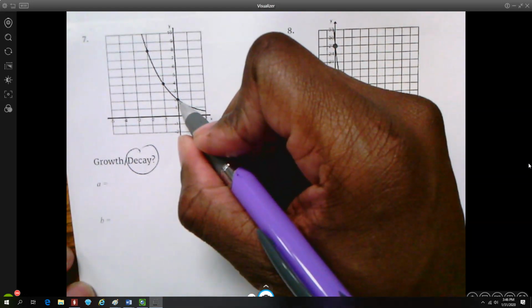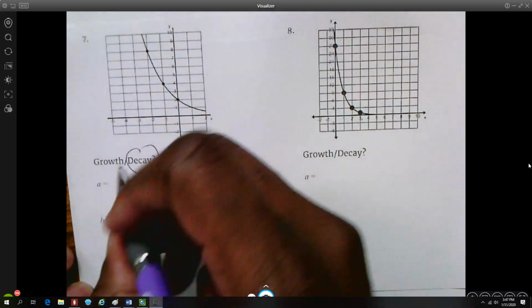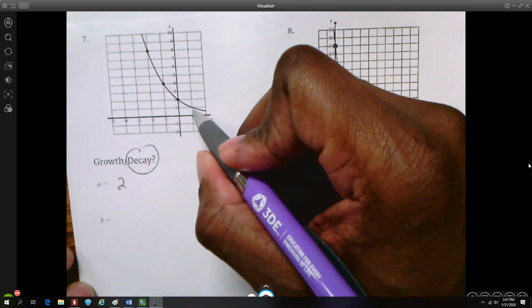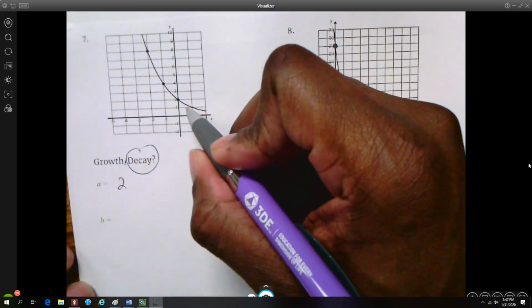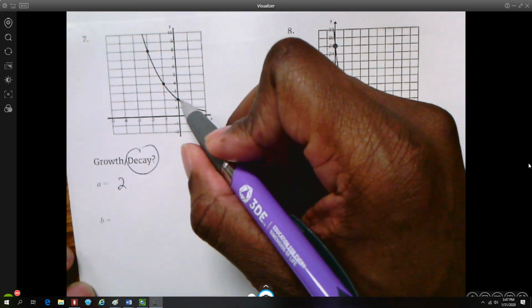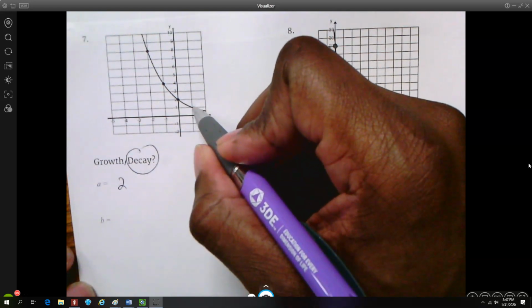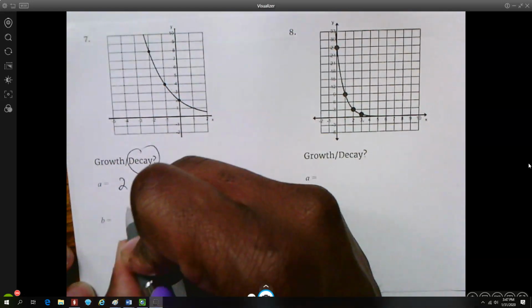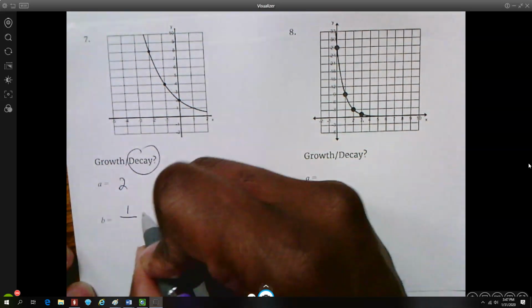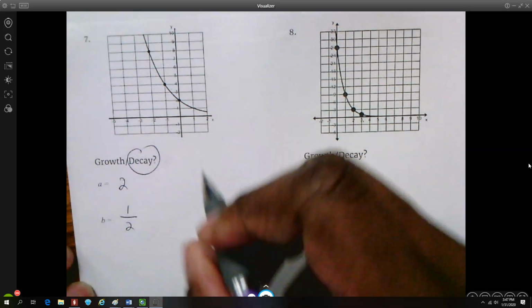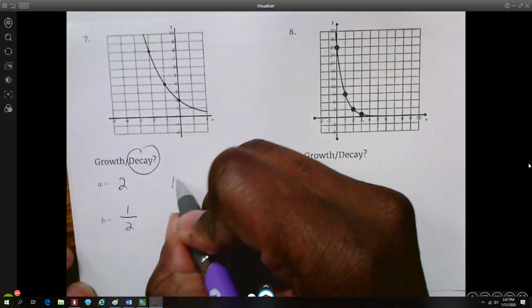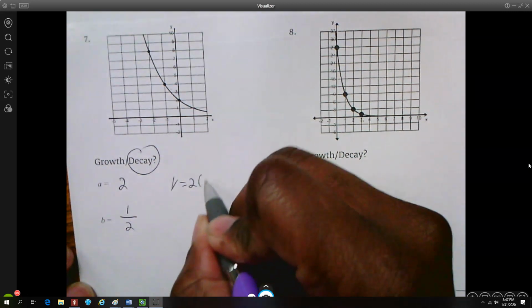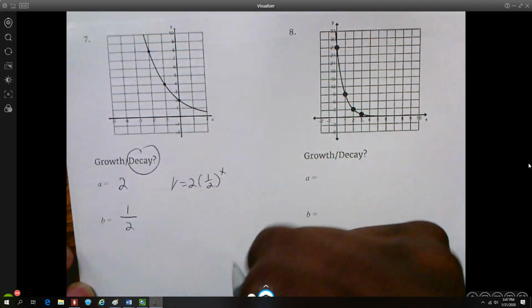To find the a value, it's still the y-intercept there. You can see that that's actually at the number 2. So the a value is 2. For the b value, I'm going to take the output at 1, which is 1, and divide it by my a value. So it's going to be 1 divided by the a value, 2, which is 1/2. So the equation for that model should be y equals 2 times 1/2 raised to the x power.